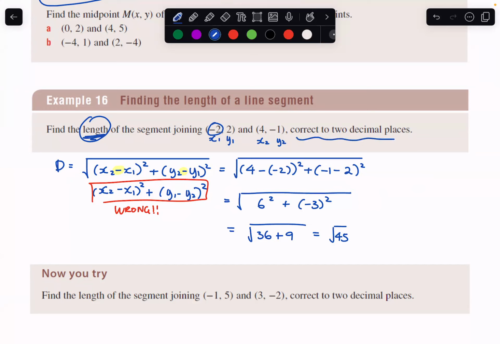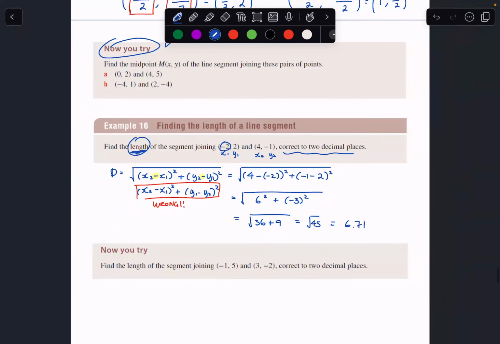They ask you to correct to 2 decimal places, which means that we can't give them the square root. We need to write it as a decimal. If you have a square root of 45 on your calculator, that means you need to make it as a decimal. So I'll do it on my calculator. Square root of 45 equals 6.71, okay? Finish. So you can do the now you try here as well. And that's everything for today.